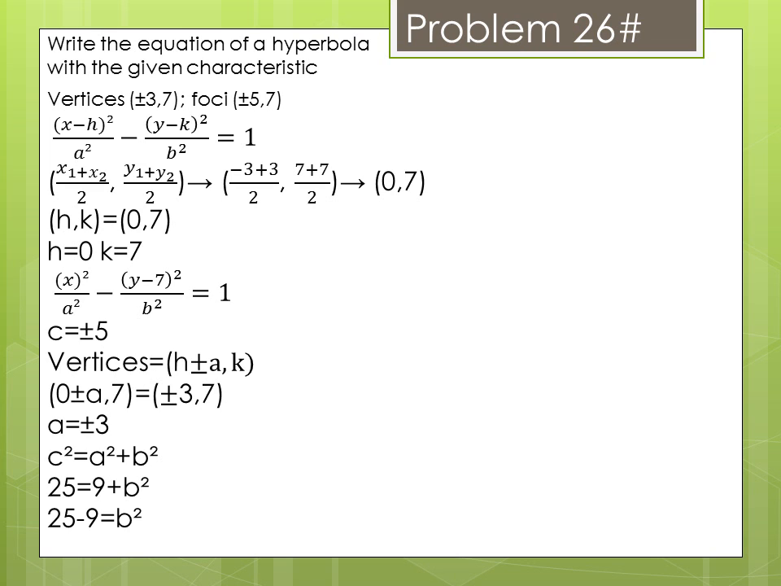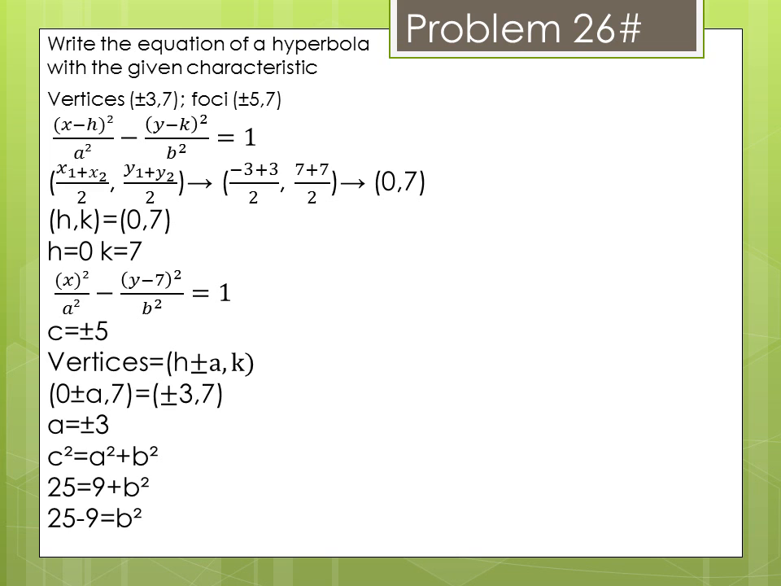Now we have to find the midpoint, and to do this we're going to enter the points of our vertices, and this gives us 0, 7. This means that 0, 7 is our center, and that h is equal to 0 while k is equal to 7. We can now insert this into the equation of the hyperbola, giving us x squared over a squared minus y minus 7 squared over b squared is equal to 1.